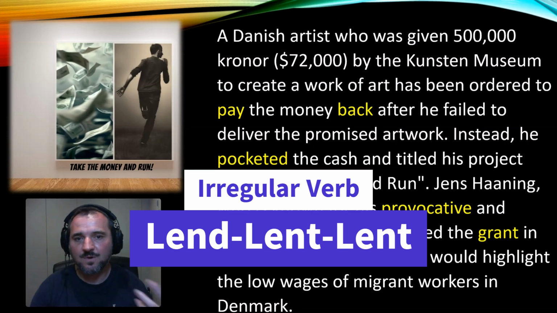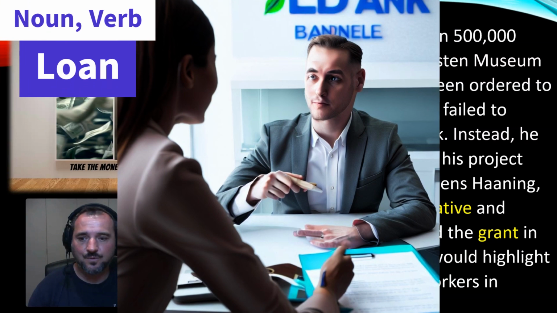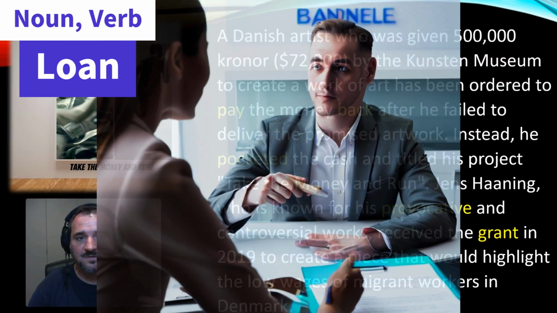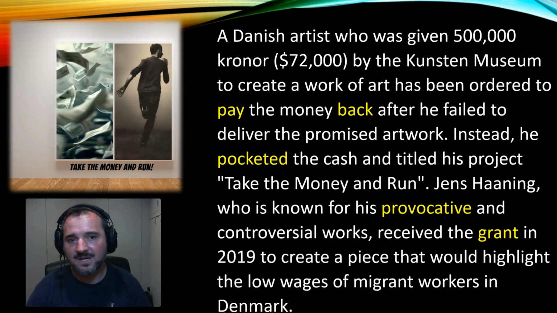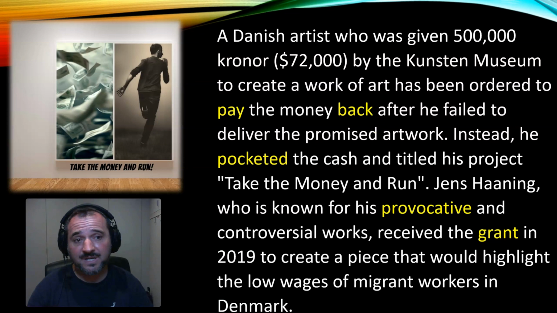So imagine that I want to buy a new car and I don't have enough cash. So I can go to the bank and I can ask for a loan, some credit. The bank lends me that money and I have to pay it back over the course of the following weeks or days or months, usually with some level of interest that I also have to pay back. So that is what happened here, right? And because he failed to give them the artwork that he had promised, they demanded, or they ordered him, they gave him instructions to pay it back.